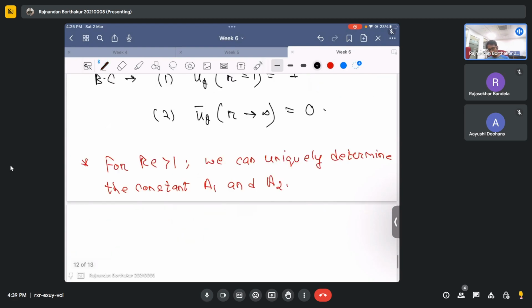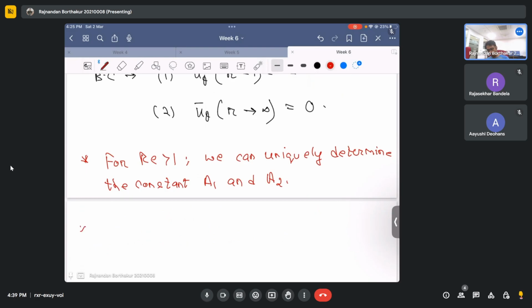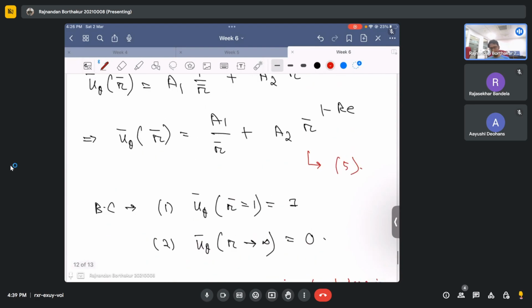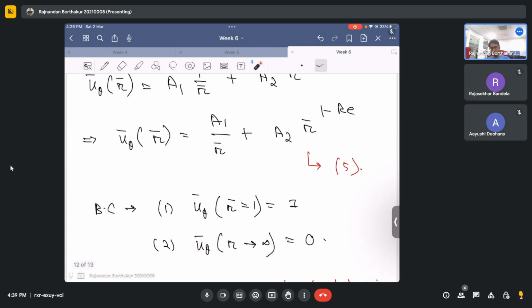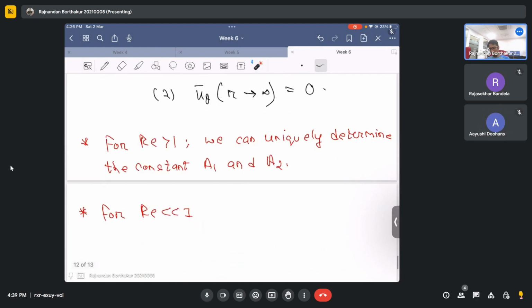But for a special case, let us now consider the other way. What happens when Re becomes very much less than 1? Then can you tell me what should be the value of a2 when Re is very much less than 1? Let's say we have Re equal to 0.01. Then what should be the value of a2 for this boundary condition to be satisfied? 0. Exactly. So this is obvious, right?